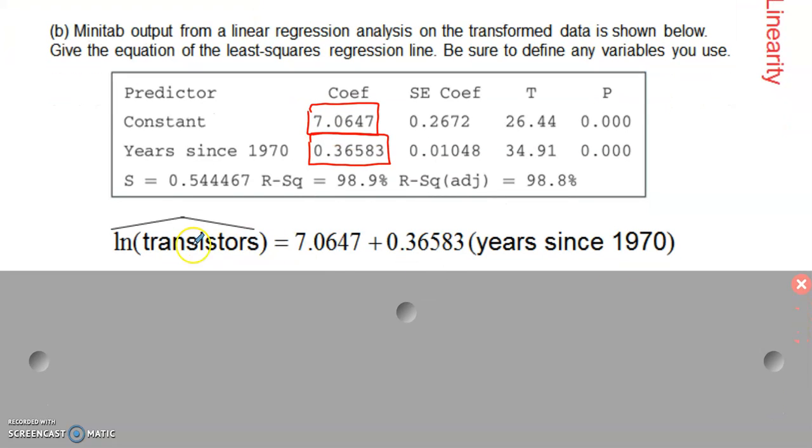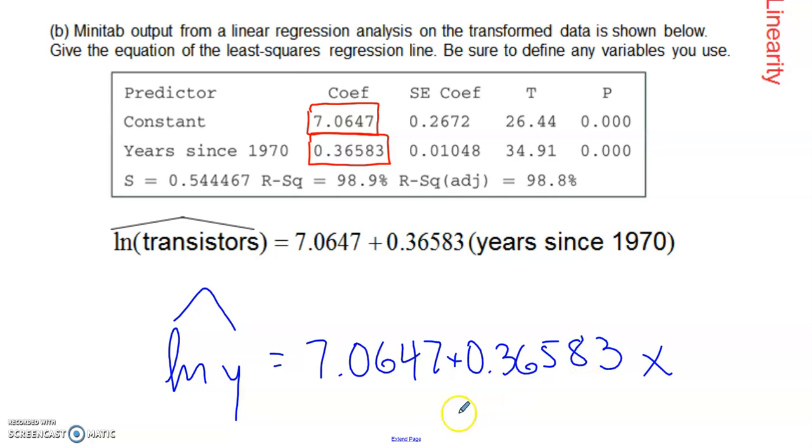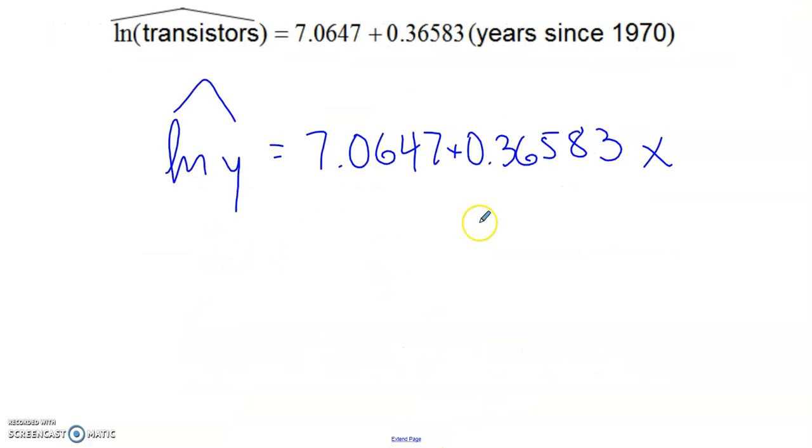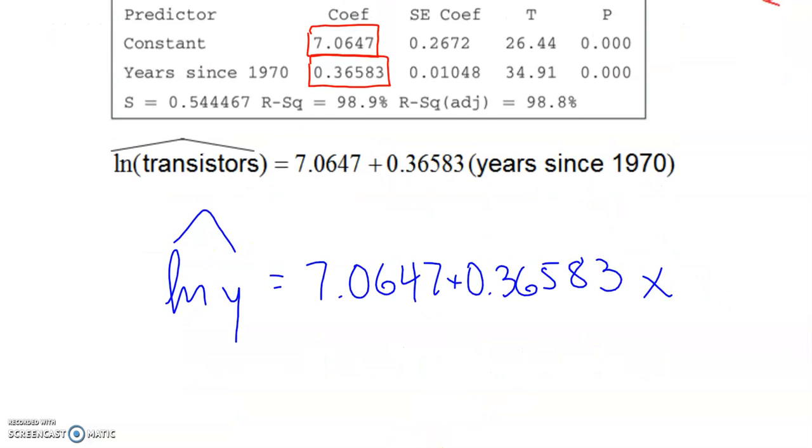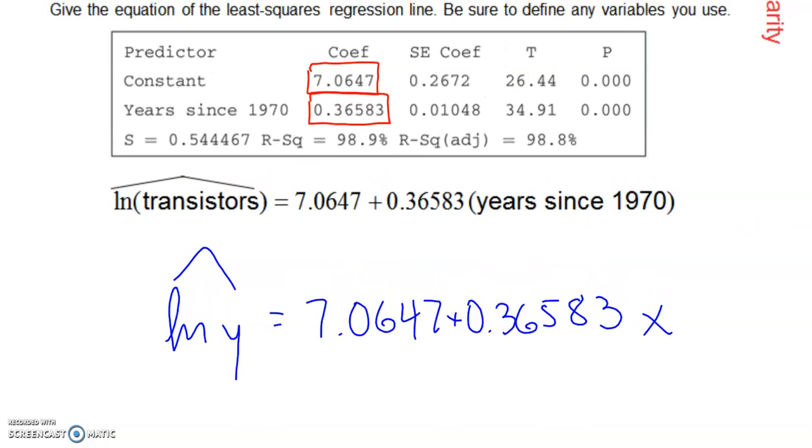But notice that my y variable here is not just transistors, it's ln of transistors. And of course, these are predictions for this variable, so it's ln of transistors hat, big old hat. You could also write it like this, but if you do, you have to define what x and y are, or you could write it like this where the words are actually inside your equation.